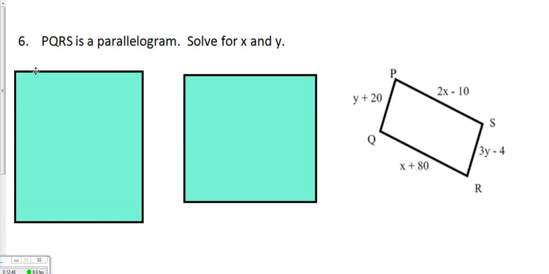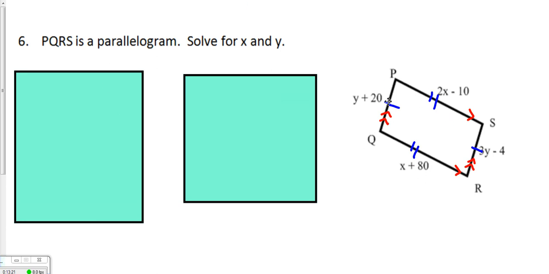Example 6. Example 6 says PQRS is a parallelogram. Solve for X and Y. So parallelogram would tell us that this is parallel to this. This is parallel to this. But that doesn't really help us a whole lot. A parallelogram also tells us, though, that this is congruent to this, and this is congruent to this. Okay, so because parallelogram has all that extra information, we can say these are true for sure.